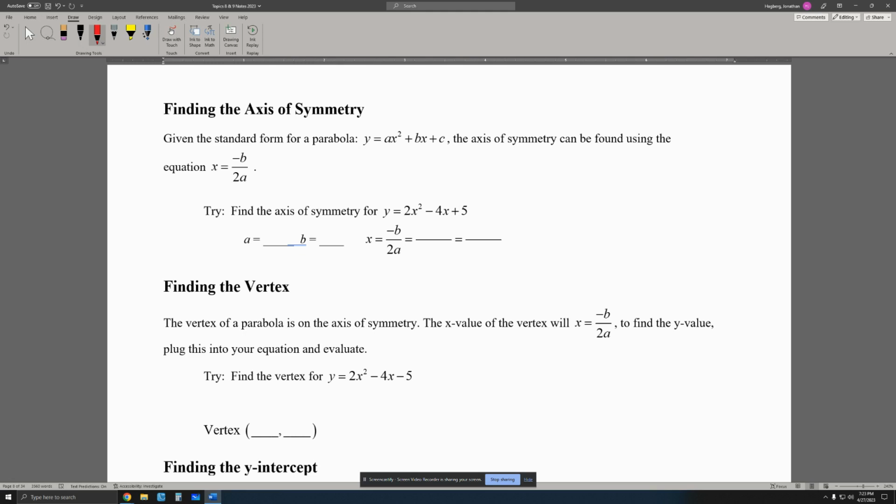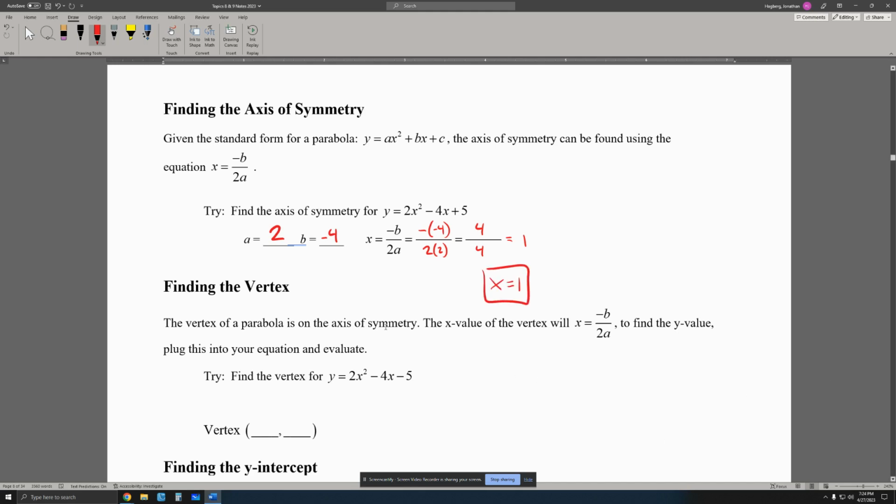All right, so let's try it with this example here. y equals 2x squared minus 4x plus 5. A is equal to that leading coefficient, 2. B is the coefficient of the linear term, negative 4. Therefore, x equals negative b over 2a is negative negative 4 over 2 times 2. The numerator, that double negative cancels, and we get positive 4. In the denominator, 2 times 2 is 4. This reduces to 1. So therefore, the axis of symmetry is x equals 1.